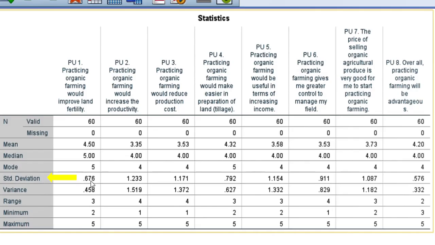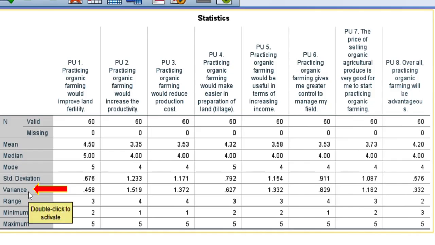A small standard deviation value indicates values close to the mean. In this example, for perception 1, the standard deviation is 0.676, which indicates values close to the mean. On the other hand, a large standard deviation value indicates values spread out from the mean. The main uses of standard deviation are that it helps in research analysis, risk management, quality control, and comparing variability.